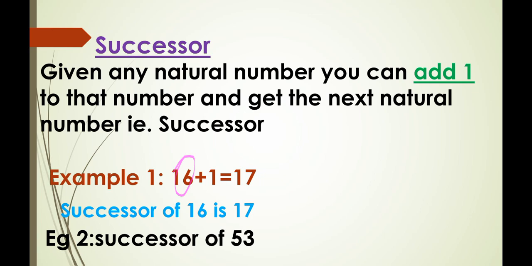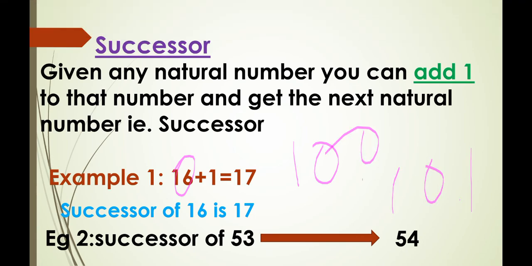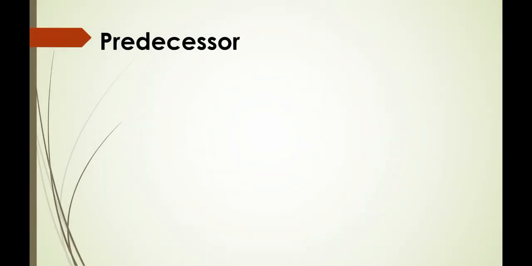Successor of 53. What is the successor of 53? It is 54. So the next number, whatever number is coming next, is called the successor. What will be the successor of 100? It is 101. It will go on like that. Understood? Successor.